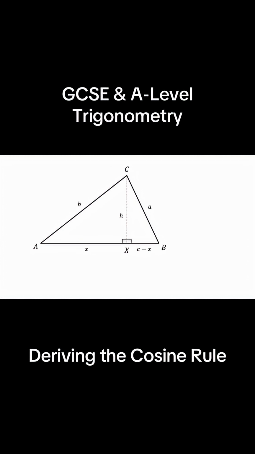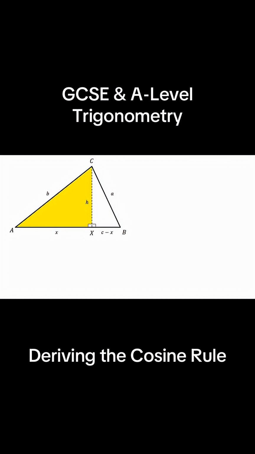We can focus on triangle AXC first. We can use Pythagoras' theorem to write that x squared plus h squared equals b squared. We can then shift our focus to triangle CXB and say that (c minus x) squared plus h squared equals a squared. We can manipulate these equations as we would have done when we dealt with simultaneous equations.